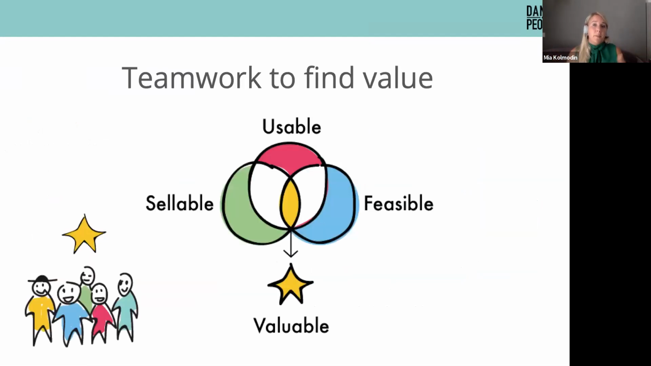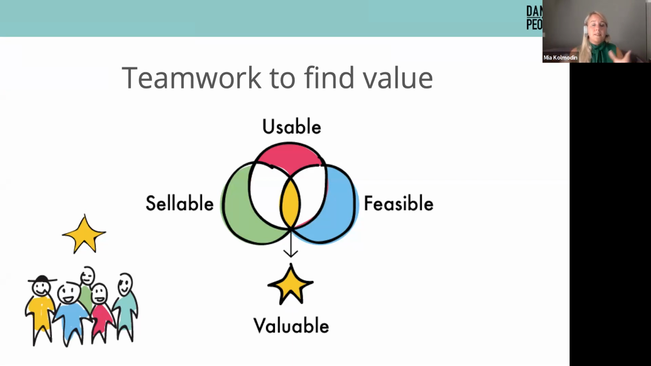And we need the team to find the value, because what is valuable is usually different components that need to come in. So what are the things the customer and the business wants? What's sellable? What is usable, what are the things that actually create value for the customer, and how is it supposed to be working, and what is feasible, what are the things that make this, whatever we're developing, actually possible to maybe take care of and maintain.